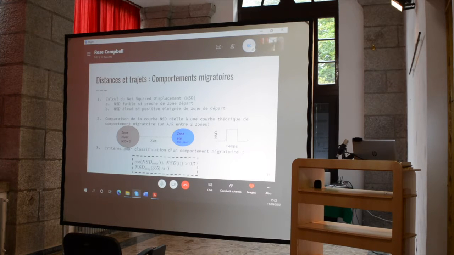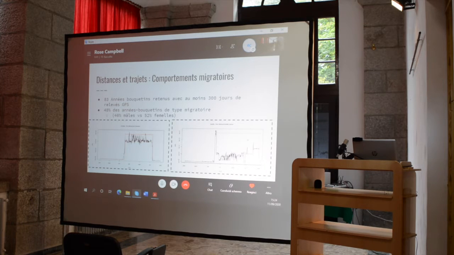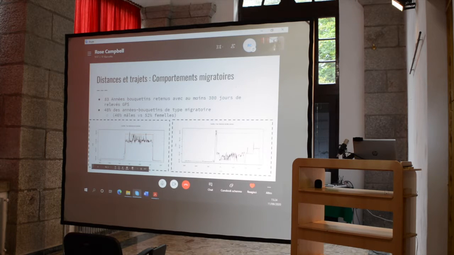We calculate this parameter for all of our individuals and define statistical rules to determine whether or not the individual's behavior can be qualified as migratory or not. From the 83 ibex years, we found around half of these years are of the migratory type. So on the left, we have an example of a typical migration pattern: from January through to June at the winter zone, a sudden displacement to the summer zone, and then a return to the winter zone in mid-November.